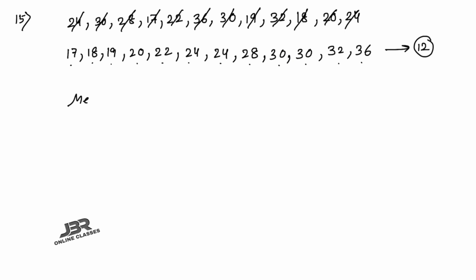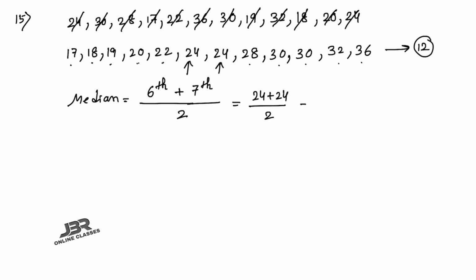So median, for an even number, means first n by 2, that means 12 by 2. So the sixth observation plus the seventh observation divided by 2. Now the sixth observation means 1, 2, 3, 4, 5, 6. That is 6 and that is 7. So 24 plus 24 divided by 2. So your answer is 24.